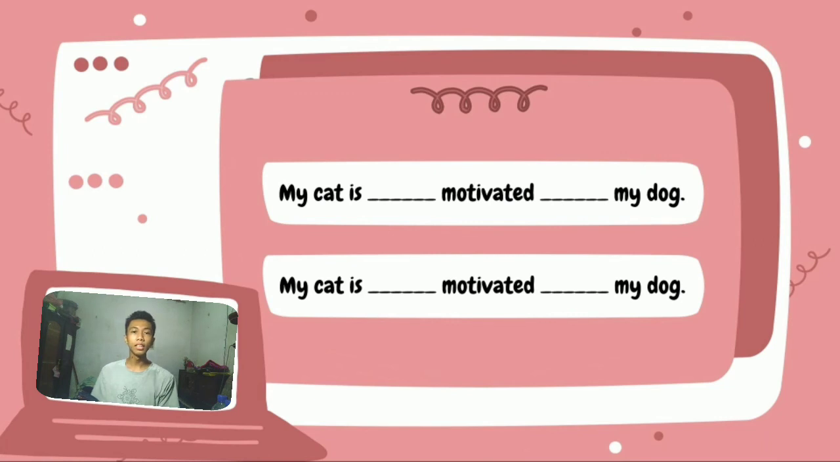So the sentence becomes two types, because we do not know if that is a positive or negative sentence. So we write the answer of both. For the positive form, the sentence becomes, my cat is as motivated as my dog. And for the negative form, we write it as, my cat is not as motivated as my dog.